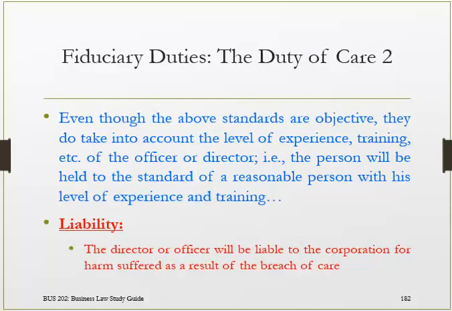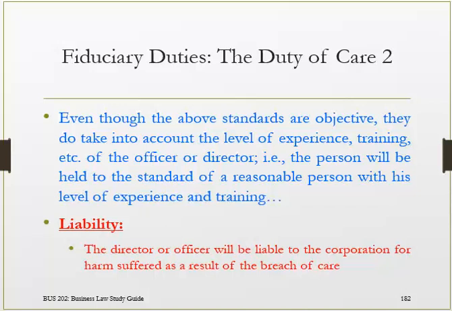These responsibilities are objective, which means every corporate officer and director is expected to adhere to the standard that a reasonable person would normally be expected to adhere to. In other words, an officer and director is expected to have a reasonable level of competence in acting on behalf of the company, and it also takes into account the person's experience and training.